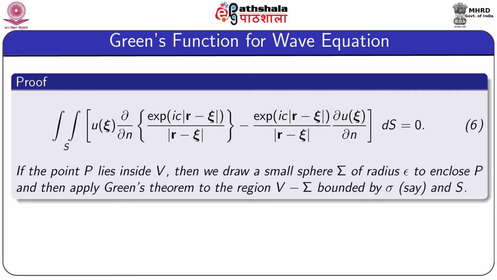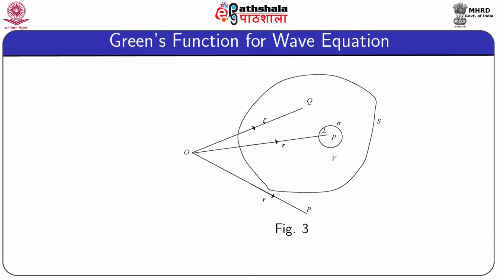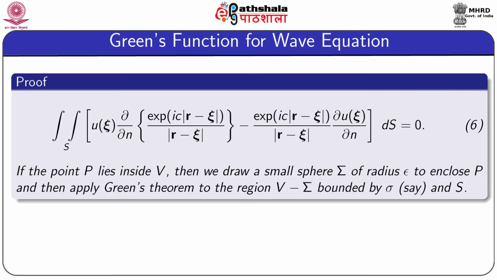But if P is a point inside V, then we encircle the point with a sphere and the region is denoted by capital sigma and the surface of the sphere is denoted by small sigma. Then we can apply the Green's theorem in the region V minus sigma. So, the left hand side of that theorem will become 0 for the region.